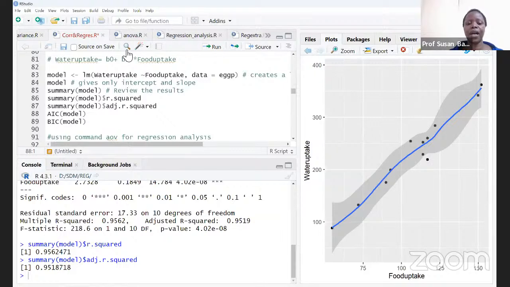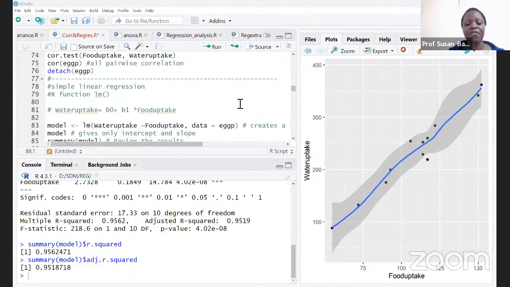Okay. If the p-value is greater than 0.05, then we have no evidence to reject the null hypothesis. We conclude there is no significant linear relationship between water uptake and food uptake. So the model ends there. We can't use it for prediction. We don't even need to go and assess the assumptions under that model because the relationship is non-significant. Okay, let's go on.